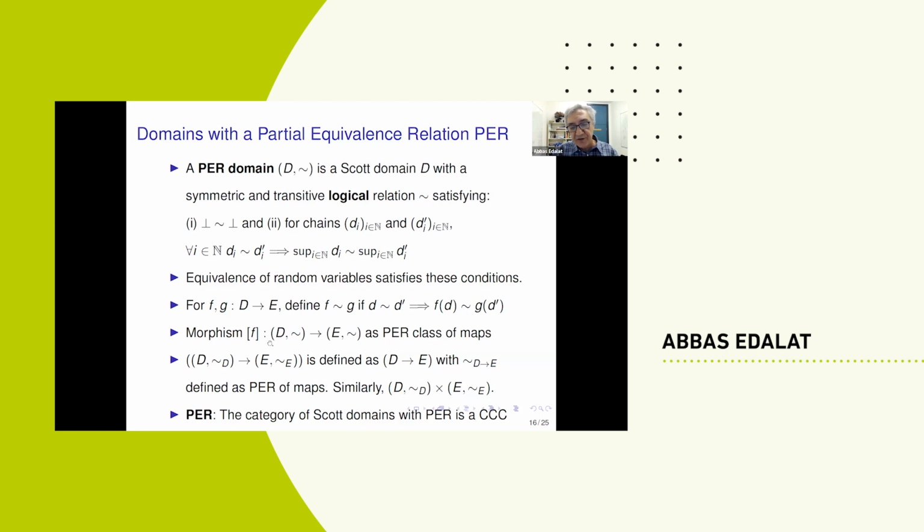And this gives us the morphism between two objects of the category as the equivalence class of such maps, PER class of maps. And then we can define the function space of two PER domains, D and E, with the equivalence relation defined as the PER of maps. And similarly, we can define the Cartesian product of two PER domains. And then it's easy to show that the category of Scott domains enriched with PER is a Cartesian closed category.